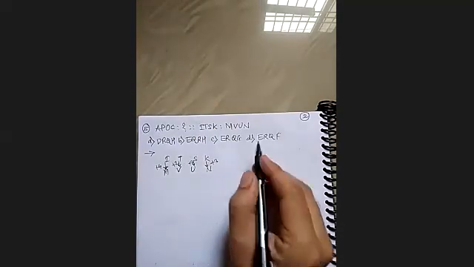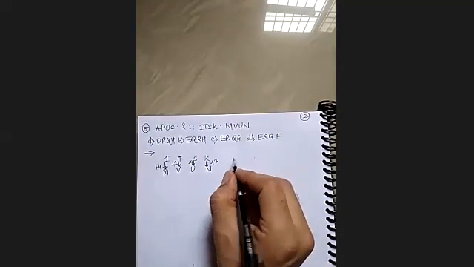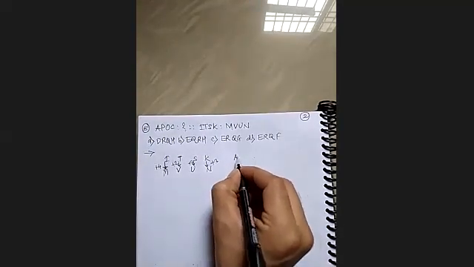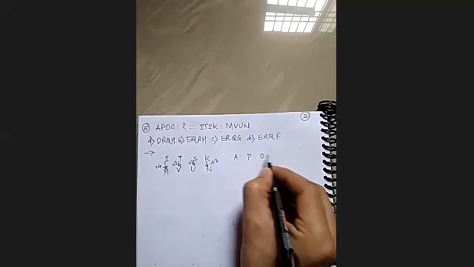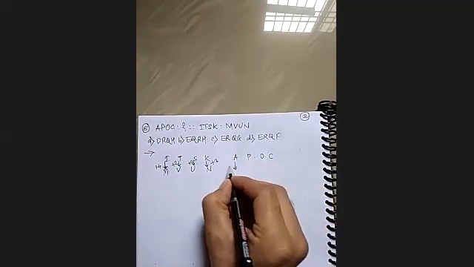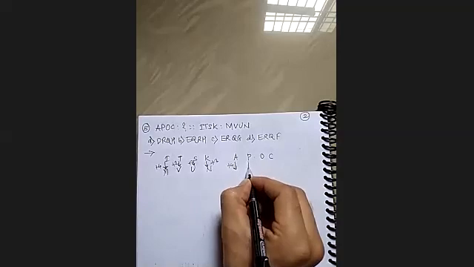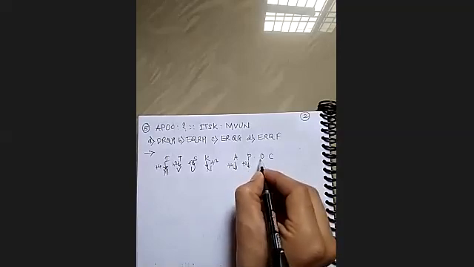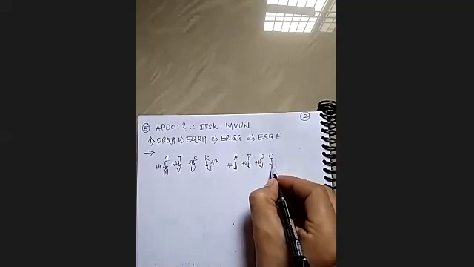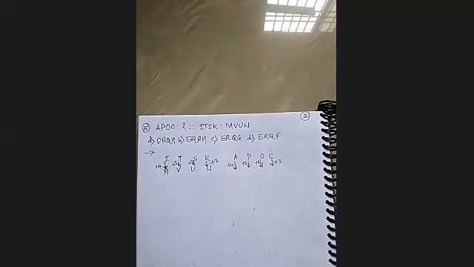So it is A, P, O, C. So A plus 4 must be your first letter. P plus 2 must be the second letter. O plus 2 must be the third letter. And C plus 3 must be the last letter.